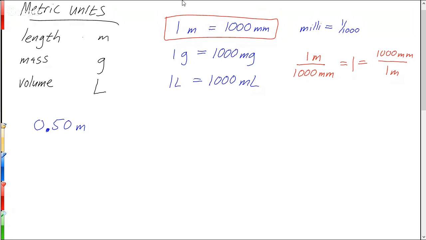So what we can do is we can multiply this by one of those factors that we just wrote down. And I'm going to show you how to pick which one, but we're just going to do it first so you can see what that looks like. We're going to use that second one that we wrote down.